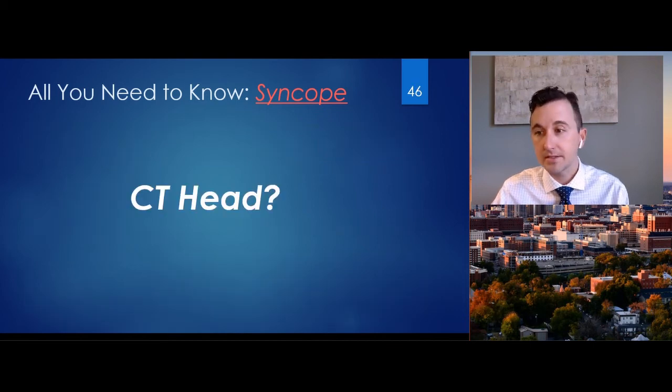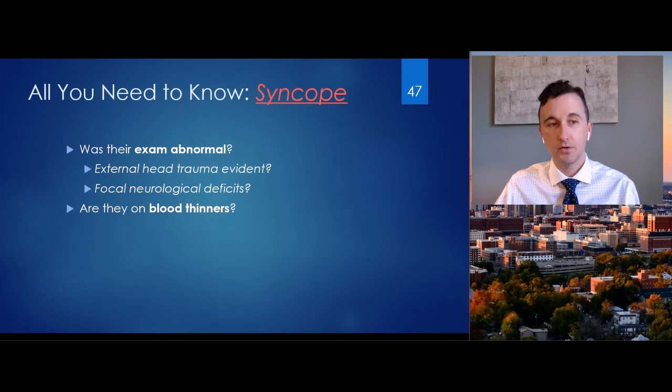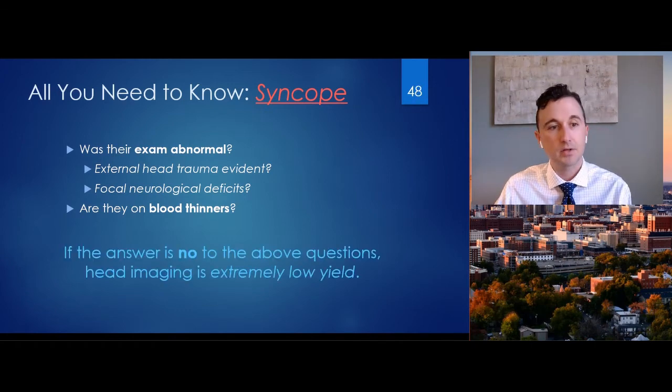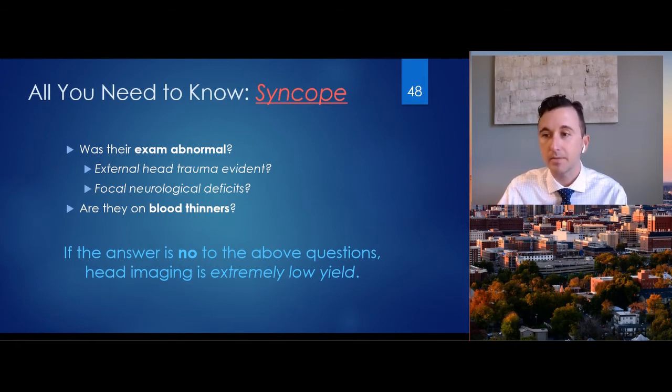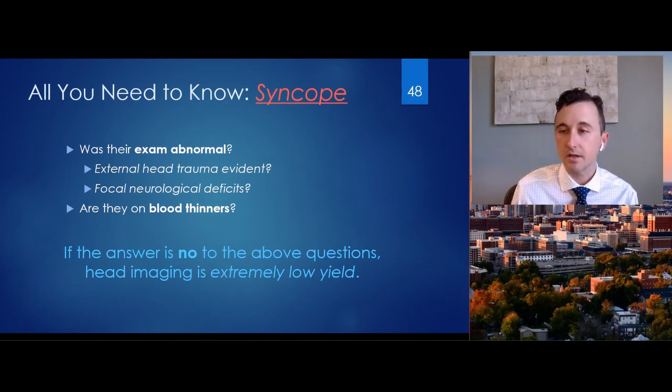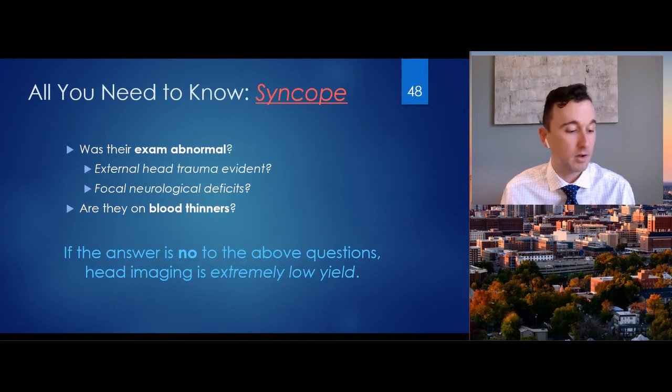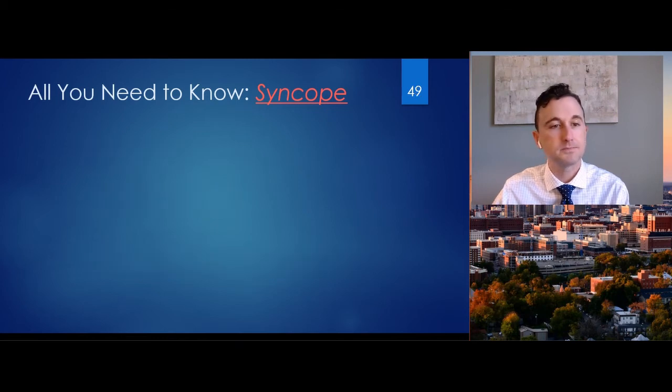All right, what about a CT head? It really kind of comes down to two questions. Is their exam abnormal, and are they on blood thinners? If the answer is no to both of those questions, head imaging is probably going to be extremely low yield. So if there's no focal neurological deficits, if there's no history or signs of head trauma, and they're not on antiplatelets or anticoagulation, I would not get a CT head. It's going to be very, very low yield.